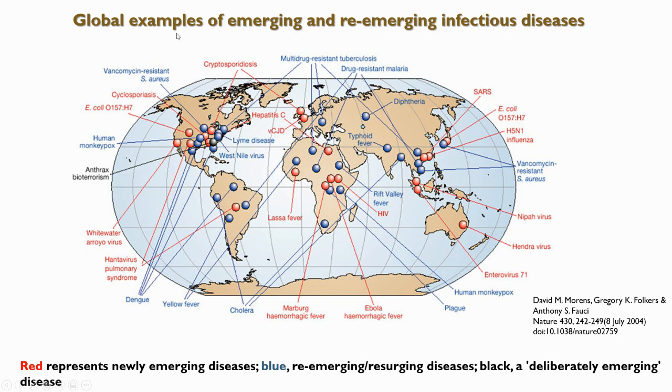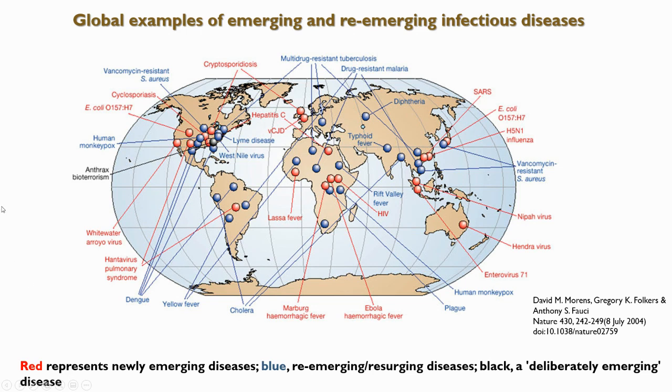And this is our global image of all of the different emerging and re-emerging infectious diseases that the CDC and WHO are monitoring, keeping track of to see where they are spreading to, if their numbers are increasing or decreasing. Those in red are newly emerging diseases. So people think newly emerging diseases are rare or some sort of surprise. Well, there are a number of them that the CDC and those agencies are monitoring. And in blue, we have re-emerging or resurging diseases. And anthrax. This is a deliberately emerging disease. It means humans are concentrating and spreading it.